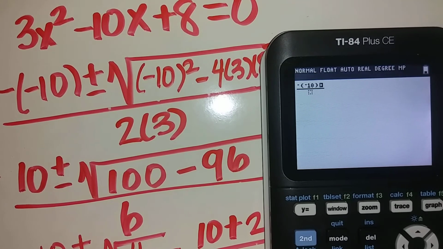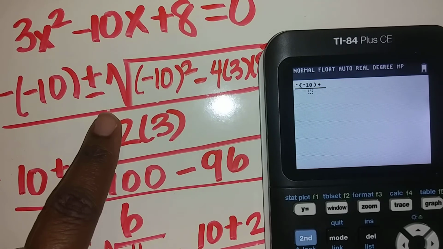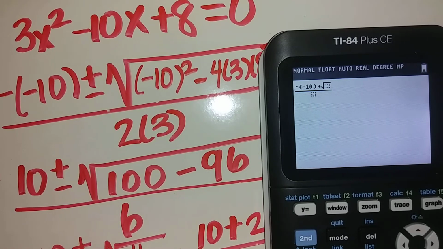Or if I didn't want to deal with the negatives, go ahead and multiply the negatives together. Two negatives make a positive. So if I did not want to fool with the negative signs, just say 10. Okay, so I'm going to do the plus first. I'm going to say plus, and then I'm going to say second x squared, because I want the square root button to come up.